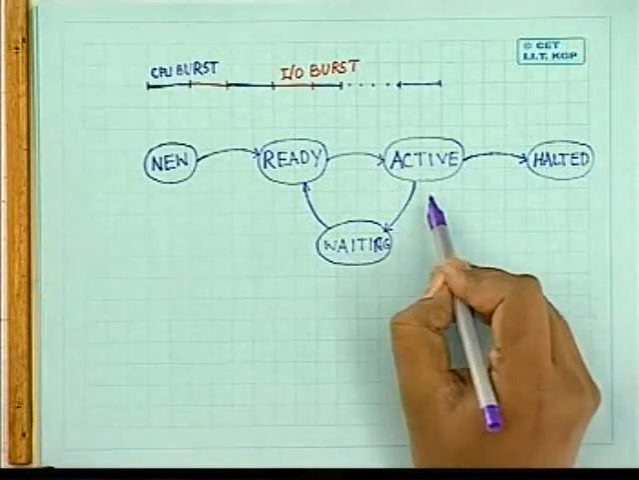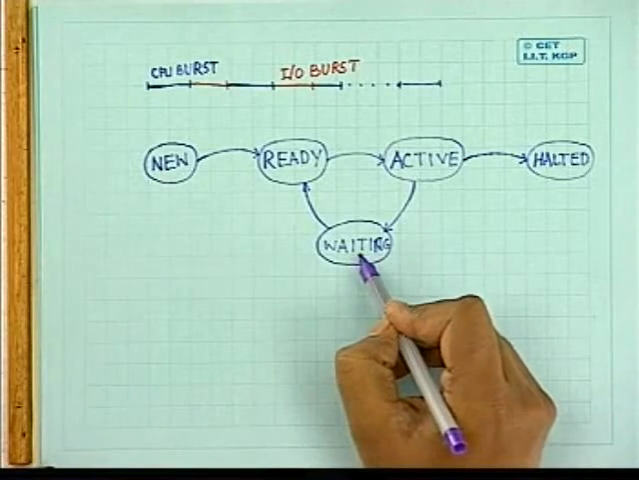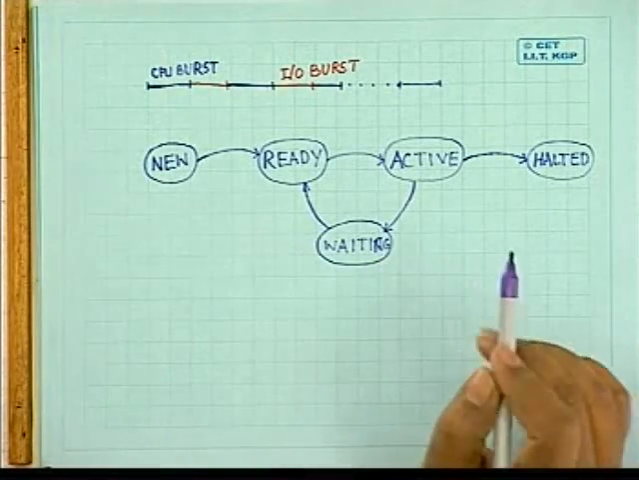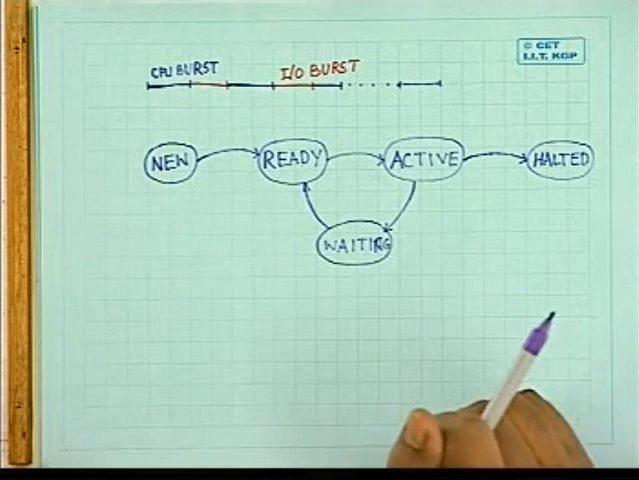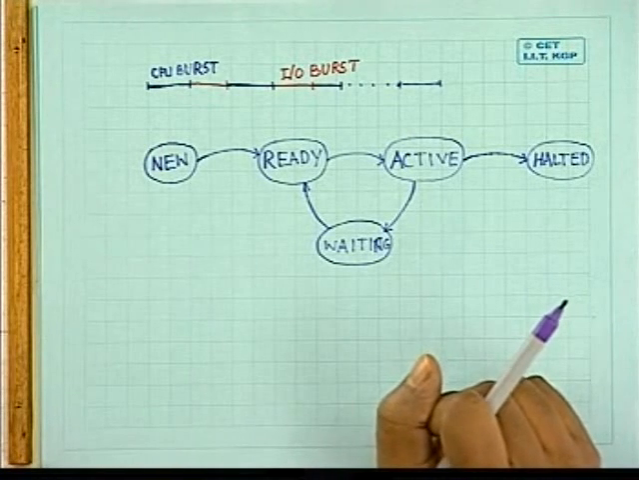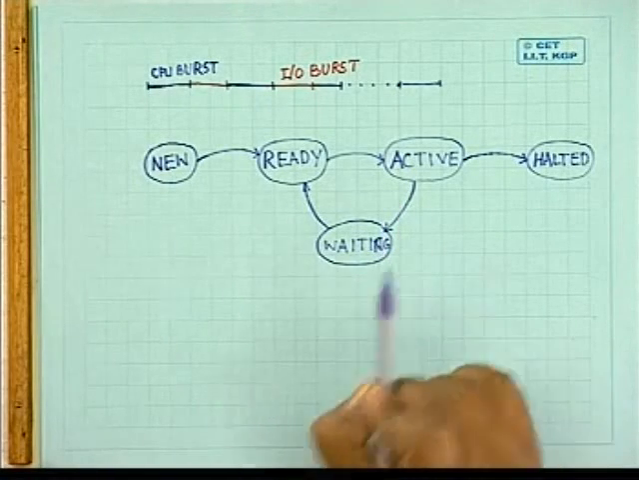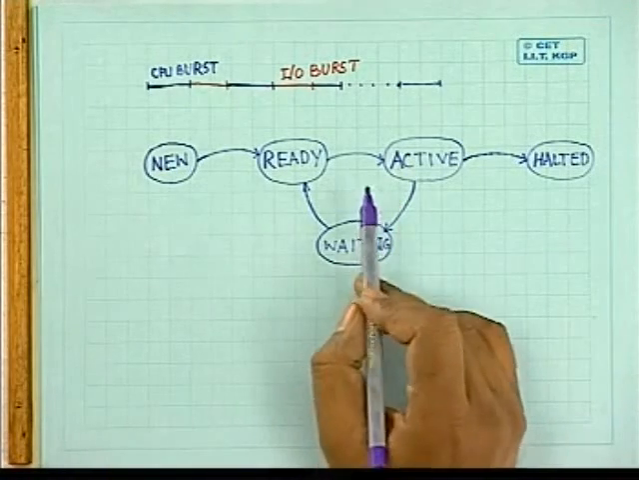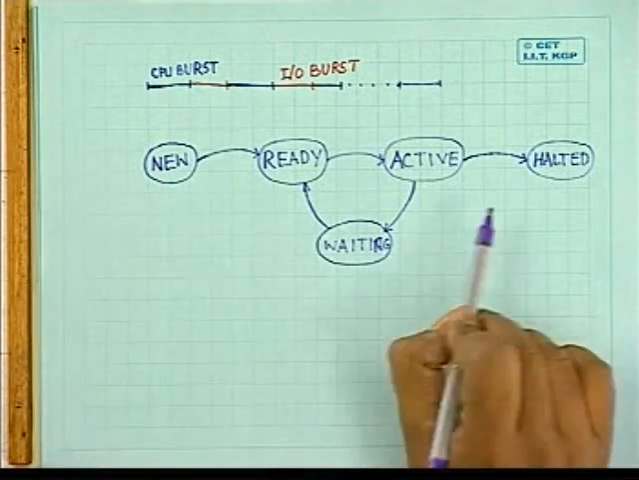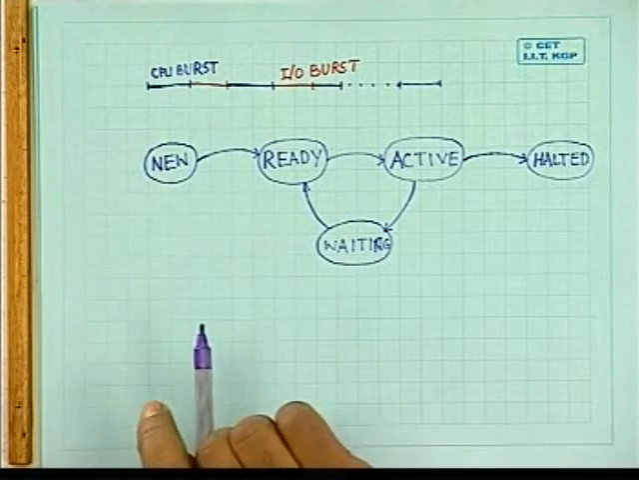We don't know what will happen after execution of the next CPU burst. Maybe the job will be terminated and go to the halted state, or maybe after completion of the next CPU burst, it will perform another IO operation and go to the waiting state, also called the IO waiting state. That is, it is waiting for some IO operation to be completed. So the major responsibility of the CPU scheduler is to get a job from the ready queue and give it to the CPU for execution of the next CPU burst.